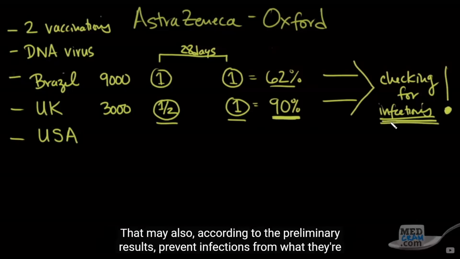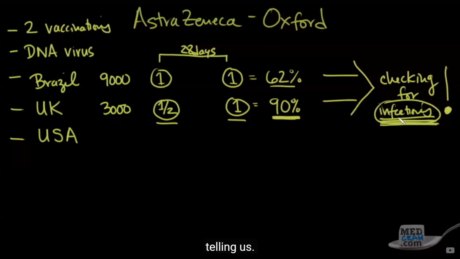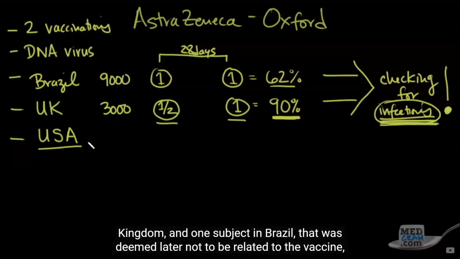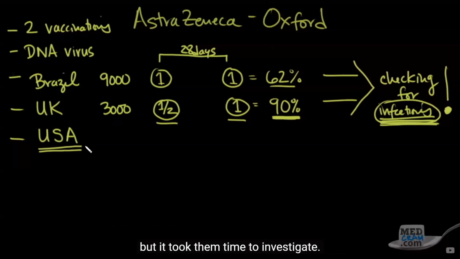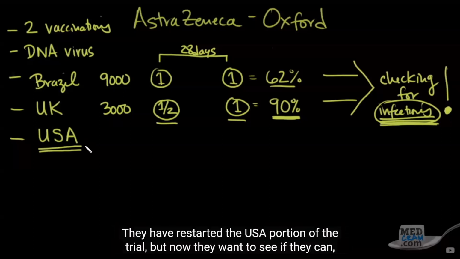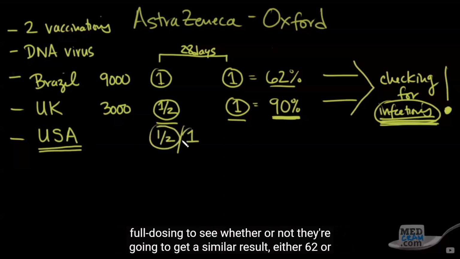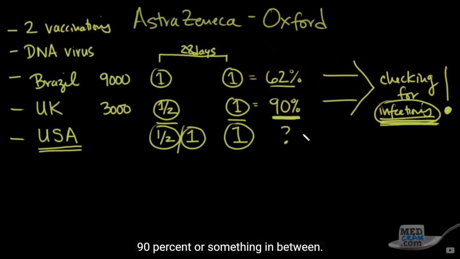That may also, according to the preliminary results, prevent infections from what they're telling us. And so the US trial was paused because there were some events in two subjects in the United Kingdom and one subject in Brazil that was deemed later not to be related to the vaccine, but it took them time to investigate. They have restarted the USA portion of the trial, but now they want to see if they can, in midstream, modify that to introduce some half dosing as well, combined with perhaps full dosing, to see whether or not you're going to get a similar result, either 62 or 90% or something in between.